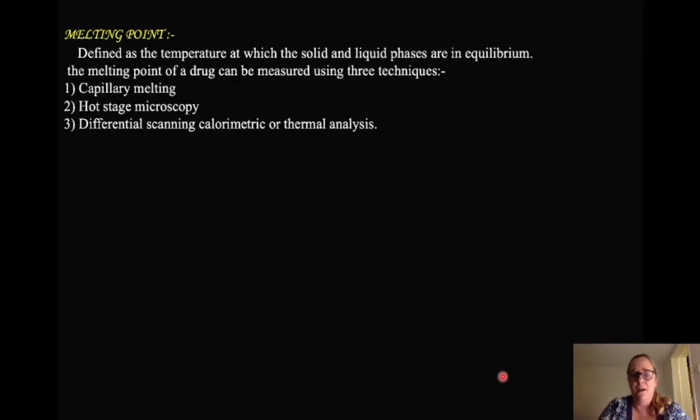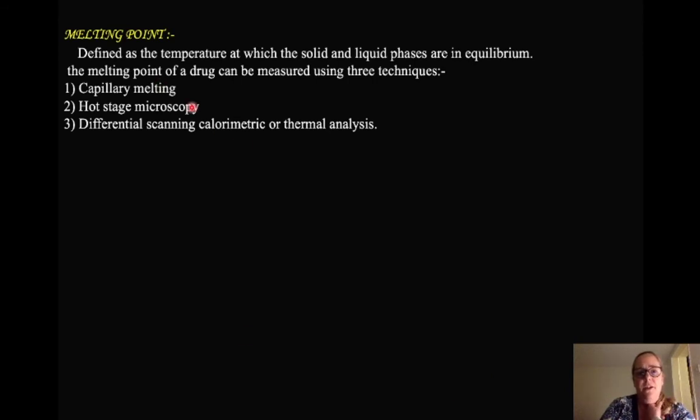Okay. Another thing to bear in mind is the melting point. The melting point is defined as the temperature at which the solid and liquid phases are in equilibrium, so it's when it melts, and it can be measured using 3 techniques. We've got the capillary melting temperature, where we use special capillary tubes in a heat block, and then we measure the temperature at which the liquid starts to move up through the tube. That is the temperature of melting.